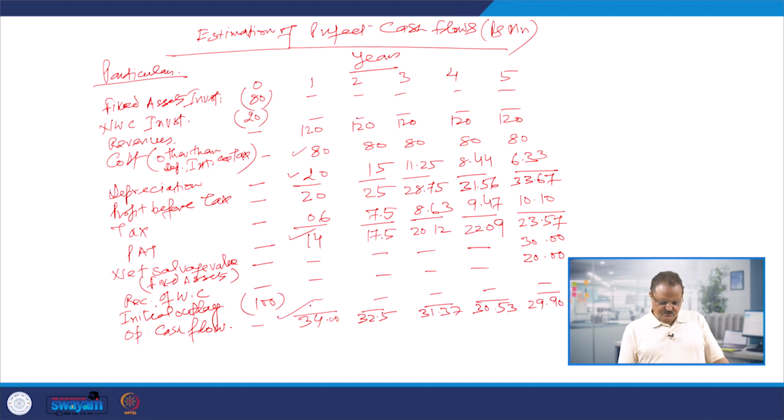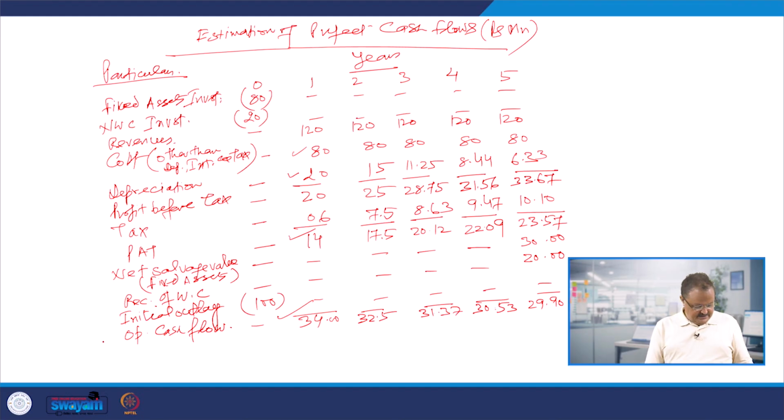So how are we calculating this? For this purpose, you have to take the profit after tax, PAT, and then the depreciation part. So it is 20 plus 14, 34. You are taking 15 and 17.5, 32.5. Then 11.25 and 20.12, 31.37. Finally, 30.53 and 29.90. From these amounts we are calculating operating cash flow.